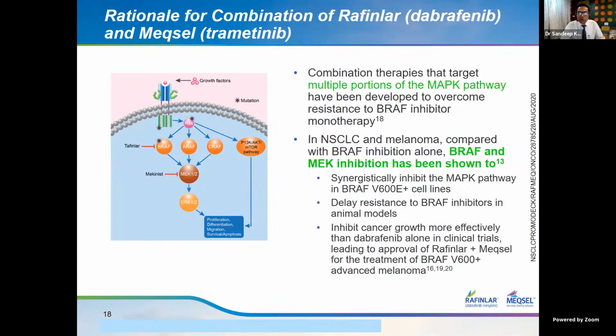So why the combination? What is the rationale behind the combination? We all know the combination therapy could target multiple portions of the MAP kinase pathway. Again, in NSCLC and melanoma, compared to BRAF inhibition alone, that will be covered in the further slides, BRAF and MEK inhibition tend to act synergistically. They tend to delay the development of resistance, and they inhibit cancer growth very effectively compared to when dabrafenib is used as a single agent.